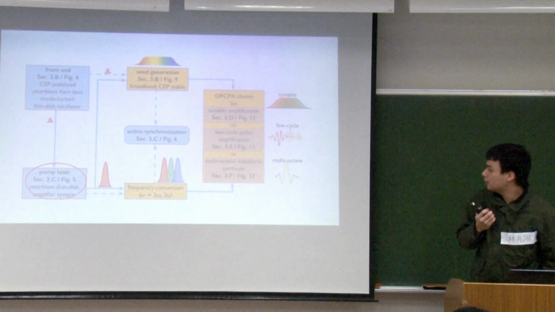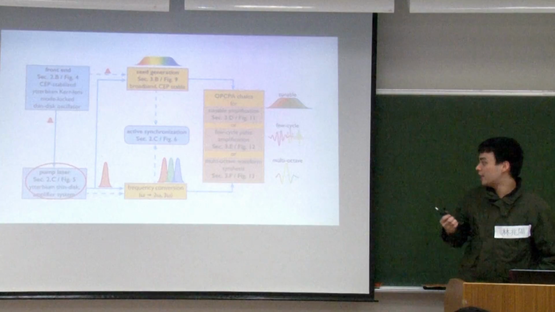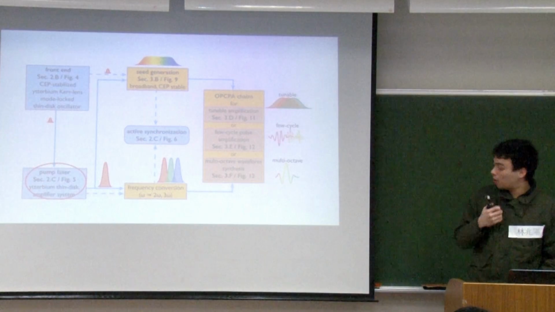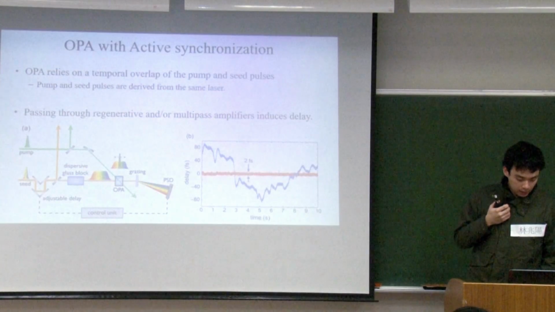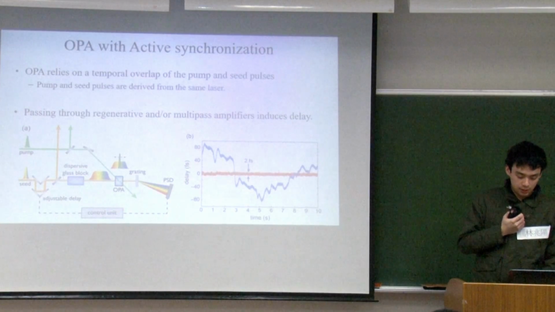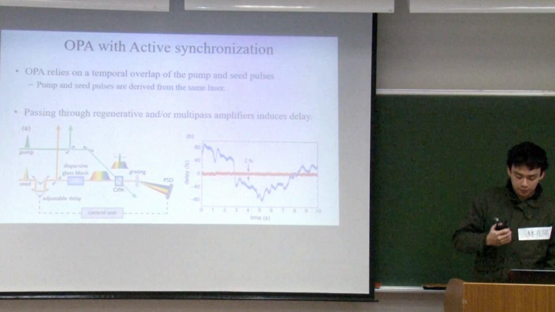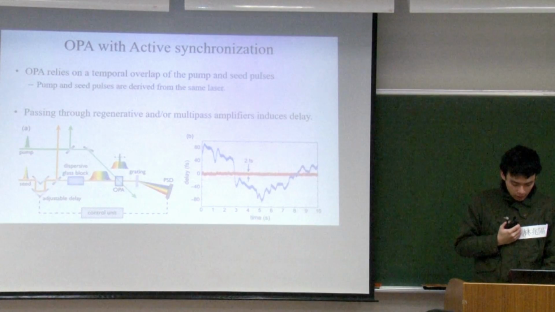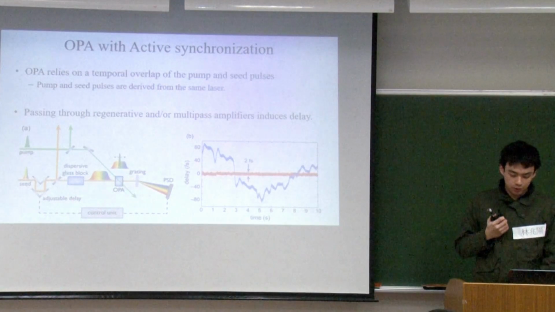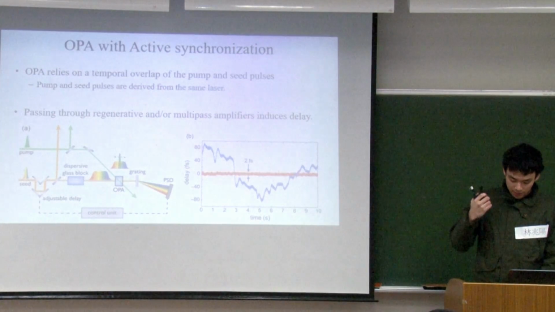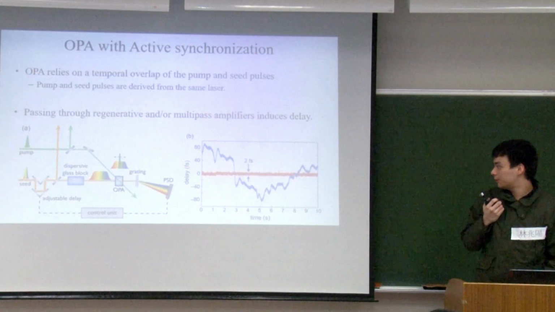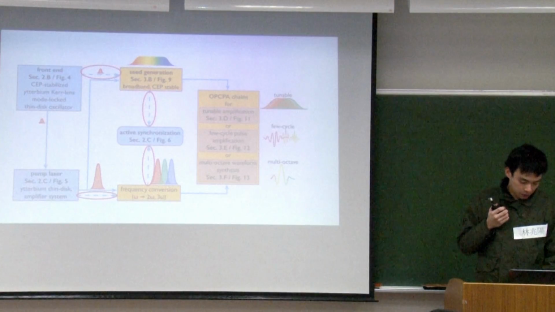Now since we have our front end and our pump laser, we can start our OPA system. Since OPA relies on a temporal overlap of the pump and the seed pulses, which means pump and seed pulses are derived from the same laser. Now, if the same laser passes through a regenerative or multi-pass amplifier, it may induce a phase delay problem. Let me make this clear with this figure.